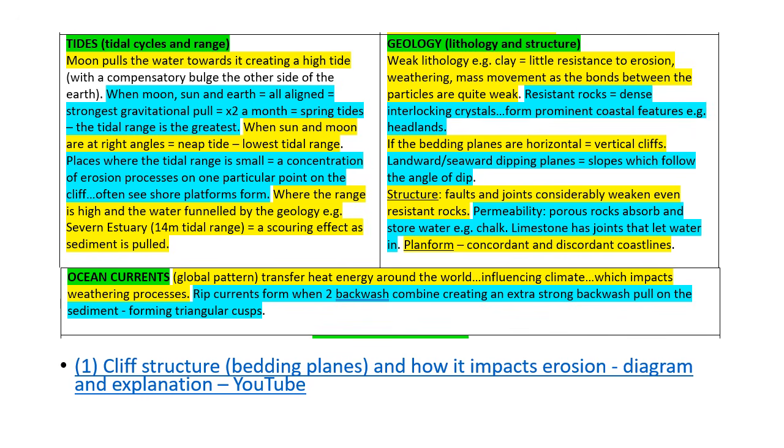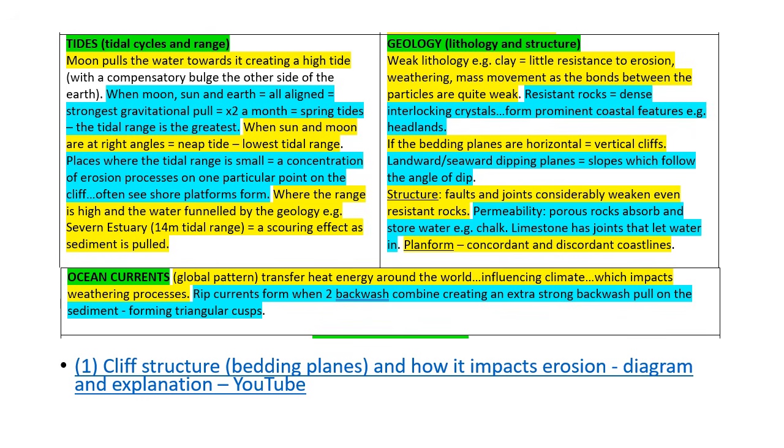erode as quickly. And then you can talk about bedding planes. I've put a little link there at the bottom if you want to stop and have a look at somebody talking to you about bedding planes. We've talked about this a few times, so remember, if the bedding planes are horizontal, if the rocks have been laid down in nice horizontal layers, you tend to have vertical cliffs that are very steep. But if the cliffs are landward or seaward dipping in terms of their bedding planes, then you will have a slope that follows the angle of the dip, and they'll be much gentler.